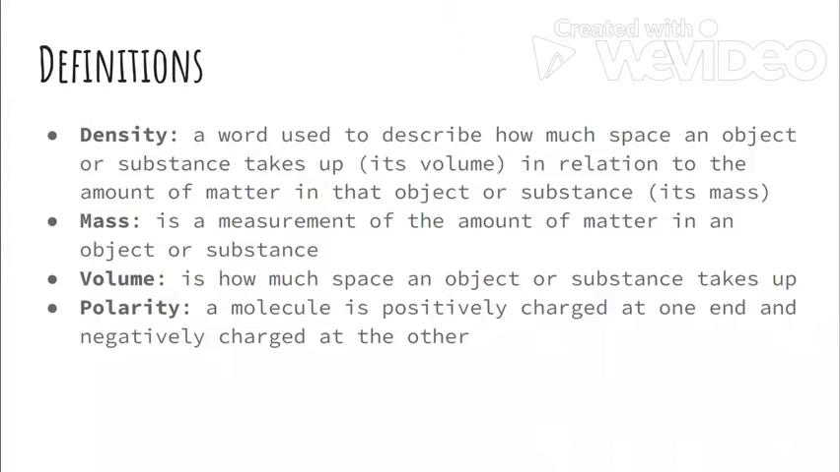Some words we're definitely going to need to know for this experiment include density, which is a word used to describe how much space an object or substance takes up, its volume, in relation to the amount of matter in an object or substance, its mass. Mass is a measurement of the amount of matter in an object or a substance. Volume is how much space an object or substance takes up. And polarity is a molecule that is positively charged at one end and negatively charged at the other.